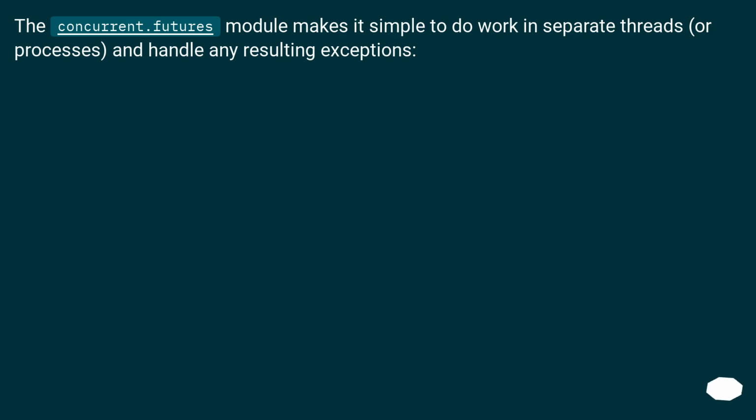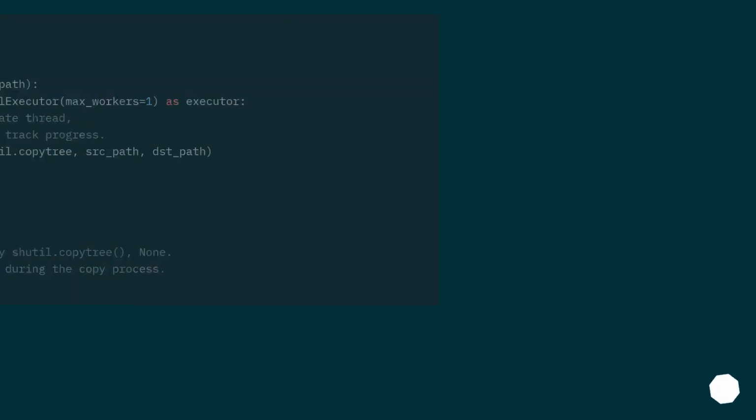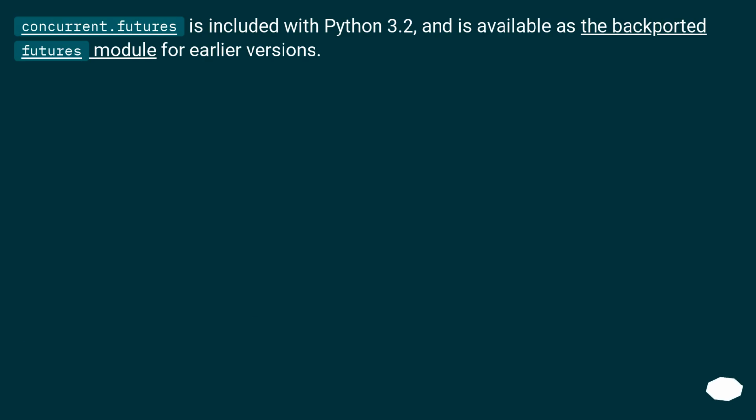The concurrent.futures module makes it simple to do work in separate threads, or processes, and handle any resulting exceptions. Concurrent.futures is included with Python 3.2, and is available as the backported futures module for earlier versions.